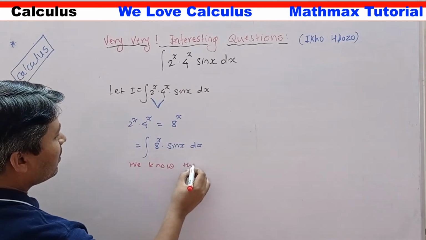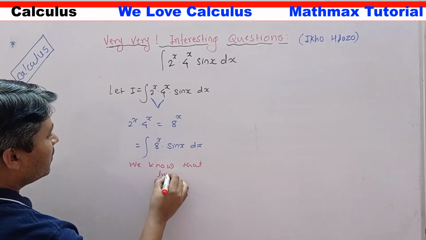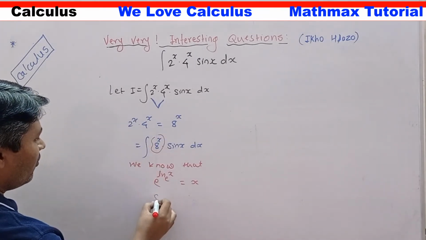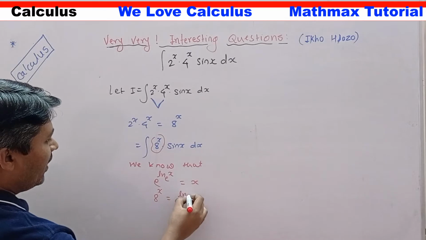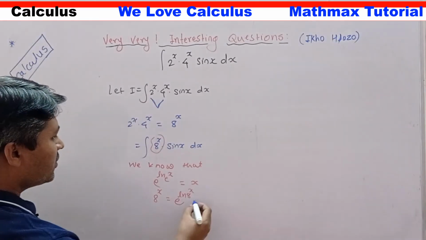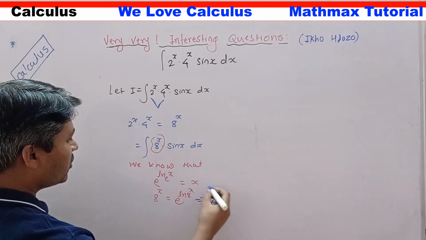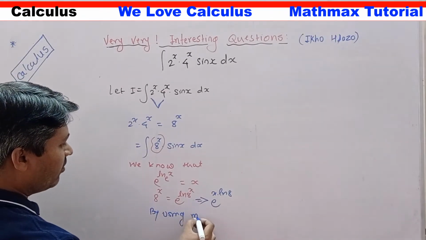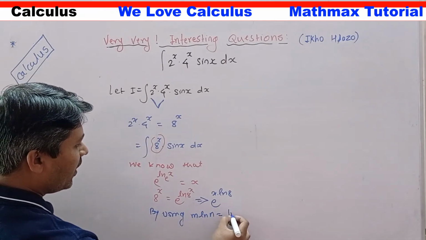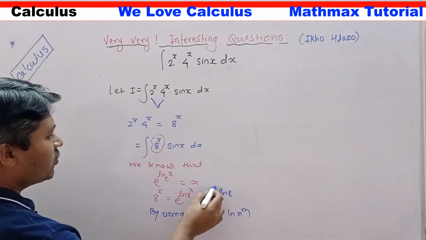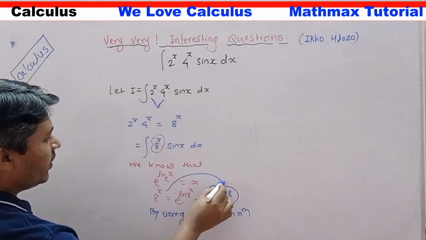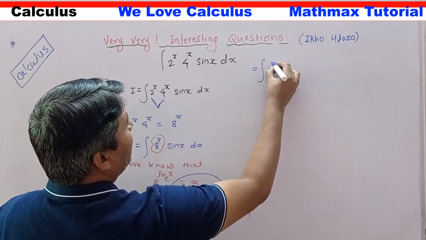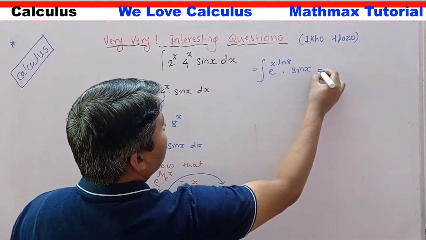We know the related formula that e raised to ln x, with base e, is equal to x. Then we can write 8 raised to x as e raised to ln of 8 raised to x. Also this simplification, we can write as e raised to x into ln 8, by using m into ln n is equal to ln n raised to m. Then 8 raised to x we can write as e raised to x into ln 8. Therefore this equation becomes the integration of e raised to x into ln 8 into sin x dx.